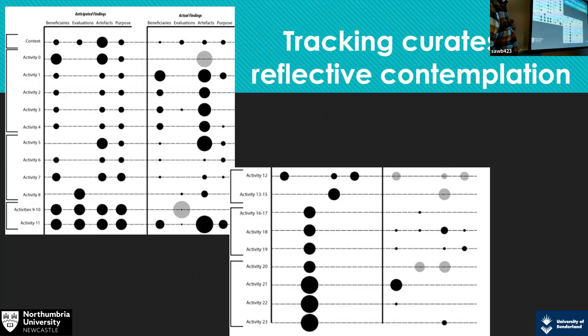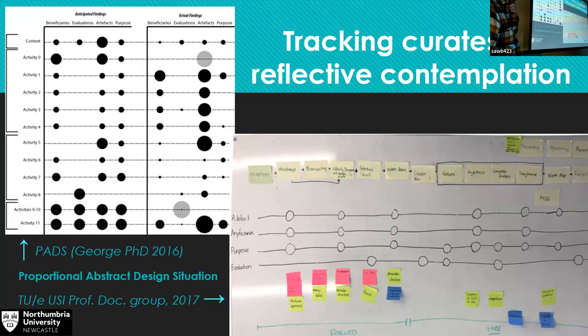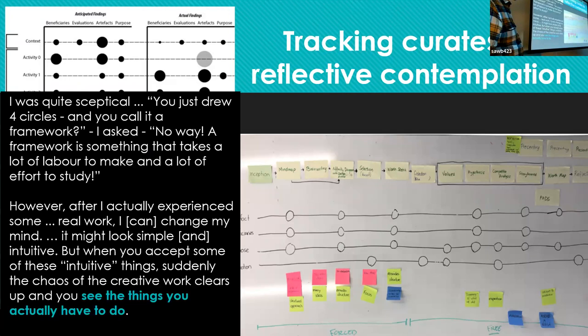So this is tracking. This is from Jenny George's PhD, tracking the 4 design arenas, what she thought was going to happen before an activity, what actually happened. This is from Eindhoven, where I taught the professional doctorate students, took a couple of design sprints with them, also took the master's students on week-long sprints. This is them tracking how the four design arenas unroll and what's good, yellow, what's bad, red, and what they need to do, blue.